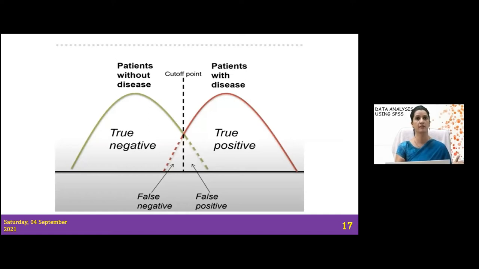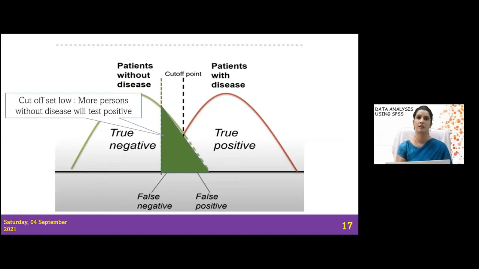So now this is again the pictorial representation of the same graph which we have seen. You can see here the patient without the disease, that is the green one, and the red one is the patient with the disease. If I set up my cutoff level up to this dotted line, then what will happen? This whole healthy group will be called diseased. So in this case, they are healthy, but I will say that these are all diseased. So this will be the false positives. More persons without the disease will be false positive.